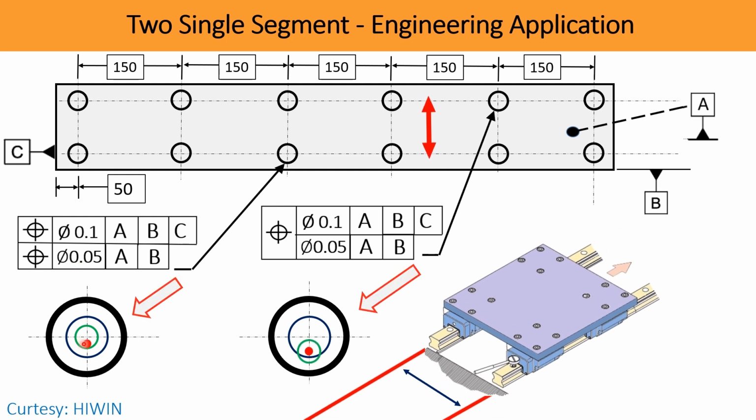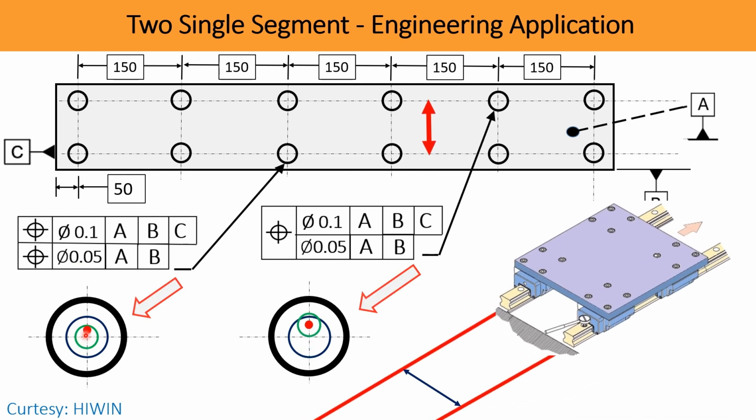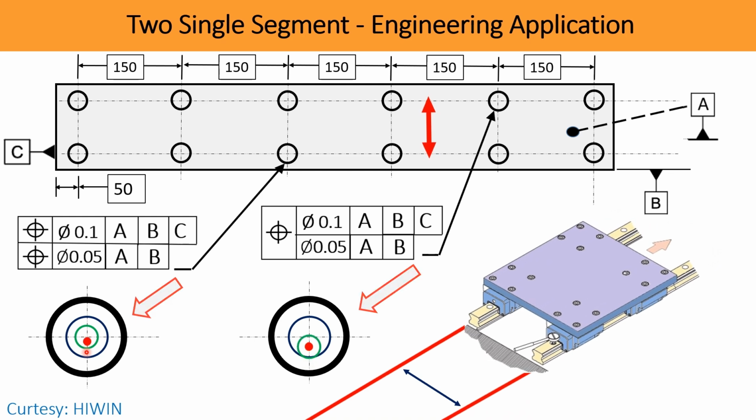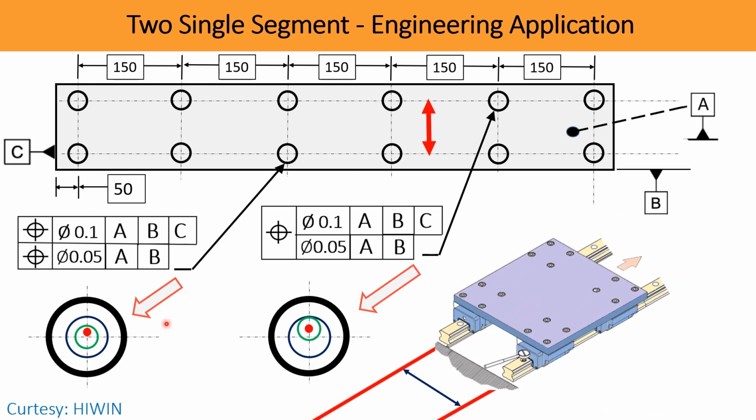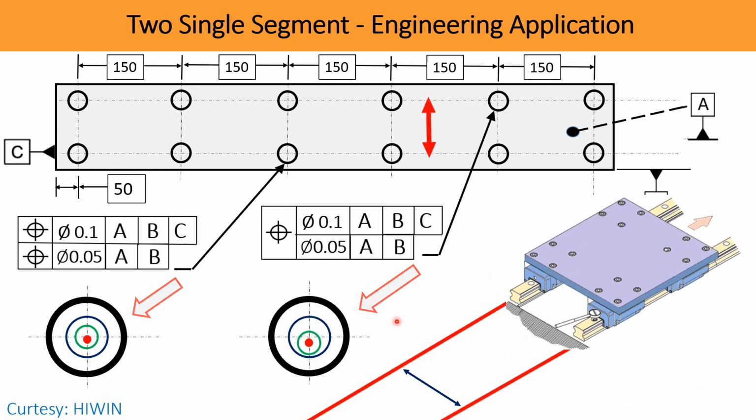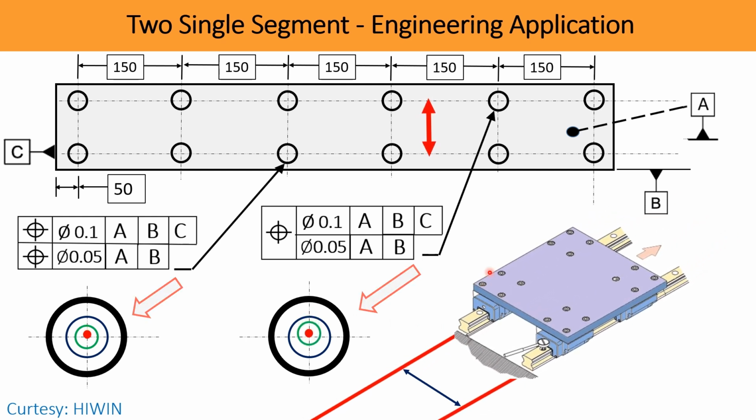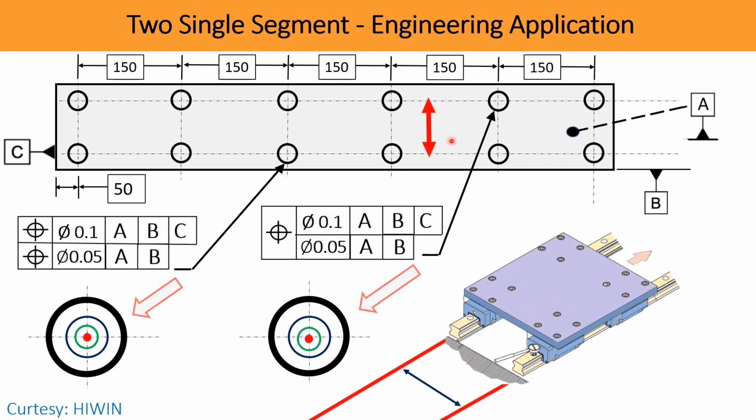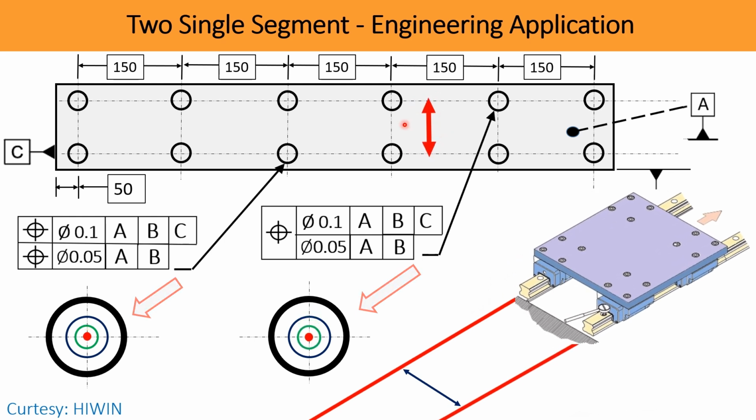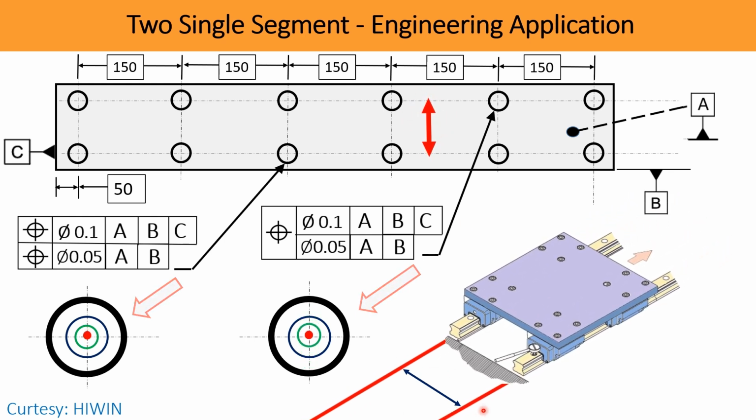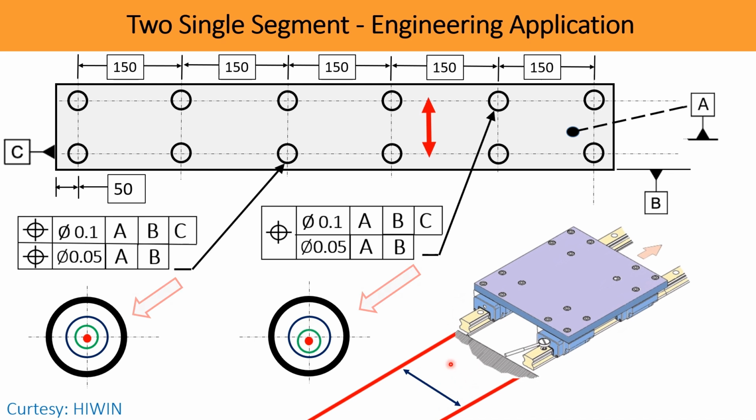If both of the LM guideways are installed with these two single segment positional tolerance zones, then horizontal straightness and center distance between guideways are maintained very well with more accuracy, and it allows a smooth sliding of the carriage.